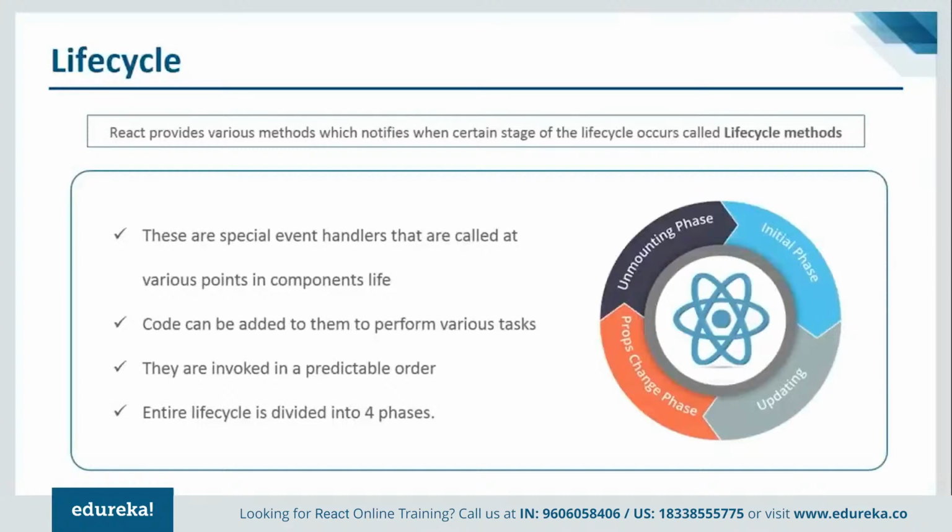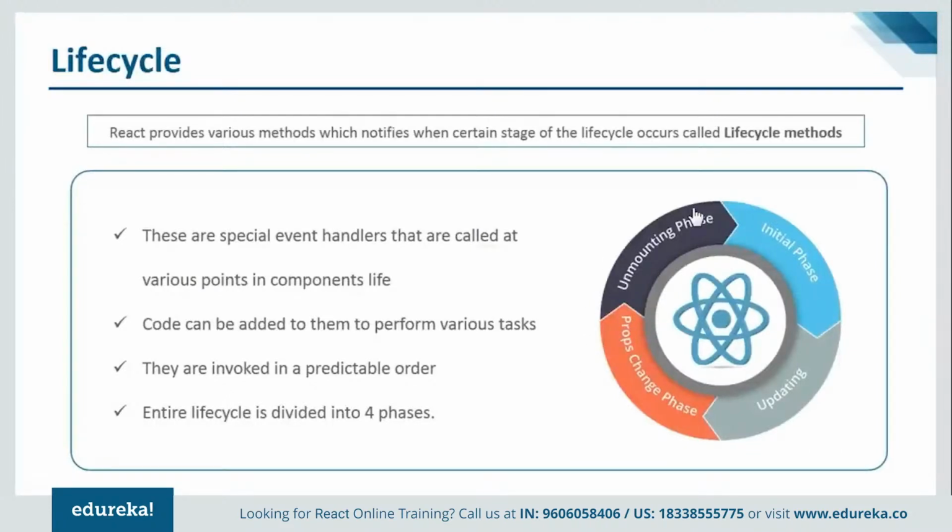So React provides various methods which notify when a certain stage of the lifecycle of a component occurs, and these methods are called the lifecycle methods. Now these methods are not very complicated. You can think of these methods as specialized event handlers which are called at various points during a component's life. You can add your own code to these methods to perform various tasks. The lifecycle is divided into 4 phases. They are the initial phase, the updating phase, the props change phase, and the last is the unmounting phase.